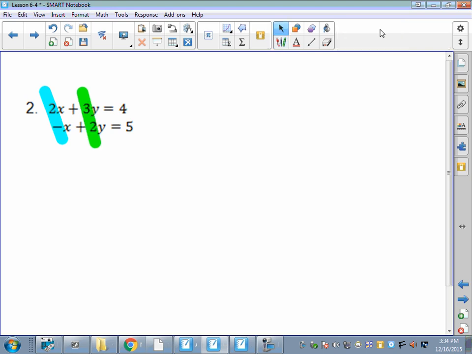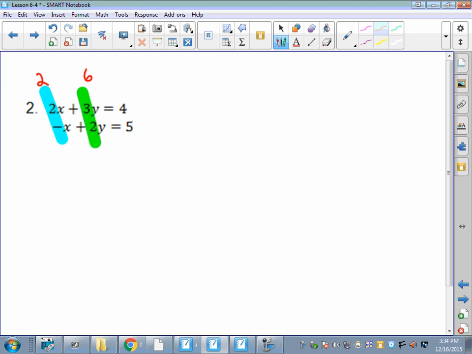For the x's, I've got a positive 2 and a negative 1. And for the y's, I've got a 3y and a 2y. Well, I could get the y's to be the same number. They both multiply to become a 6 at some point. But what would be much easier would be the x's, because a positive 2 and a negative 1, I could make those both 2's. And then I notice I've got opposite signs already. Maybe we should do this one.